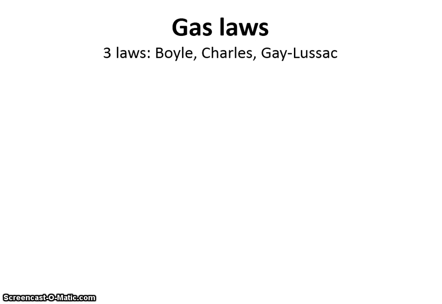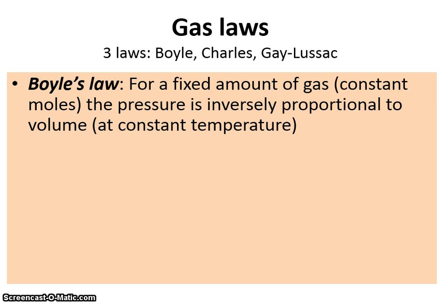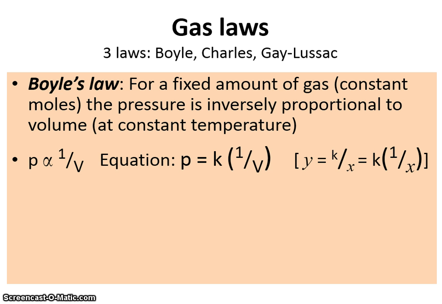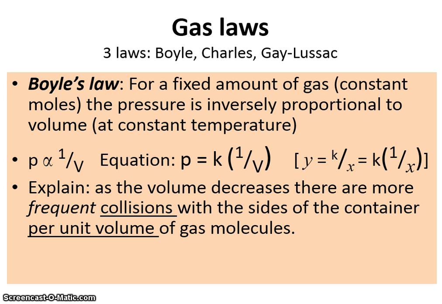Then the three gas laws. First one, Boyle's law, fixed volume of gas, and in this one, please, the temperature is kept constant and the relationship between pressure and volume is shown, where P is directly proportional to 1 over V, or in other words, inversely proportional to V, or volume. How do we explain this? The volume decreases, therefore there are more frequent collisions with the sides of the container per unit volume of gas molecules.